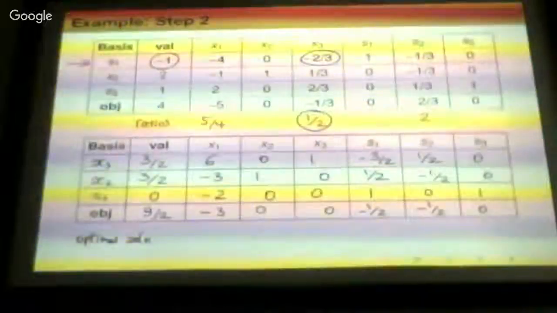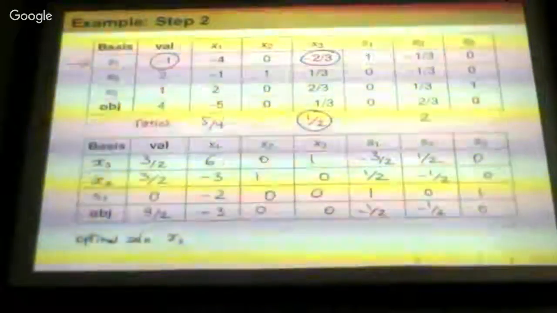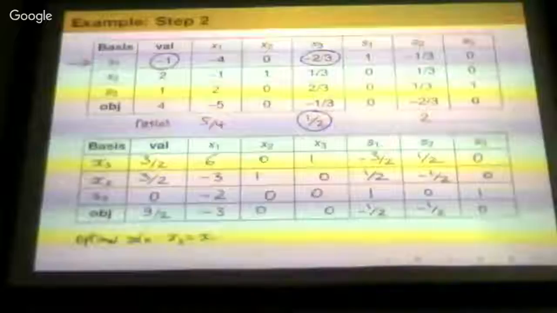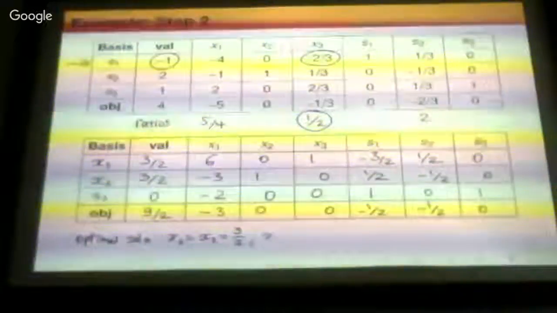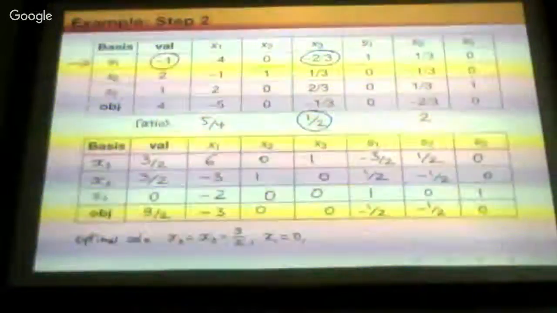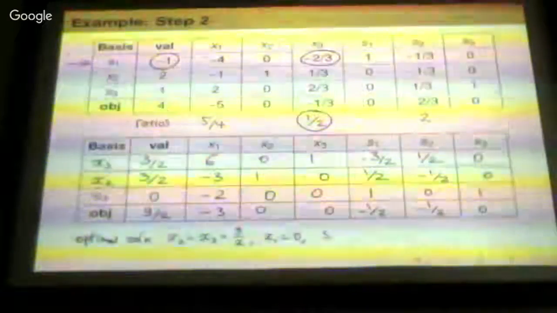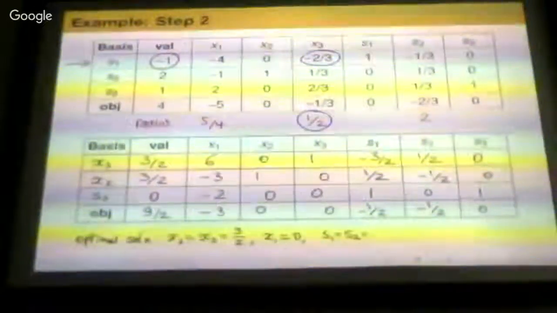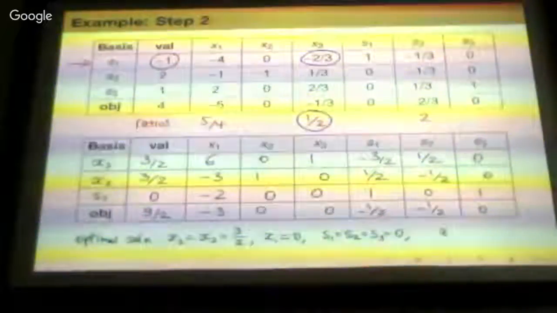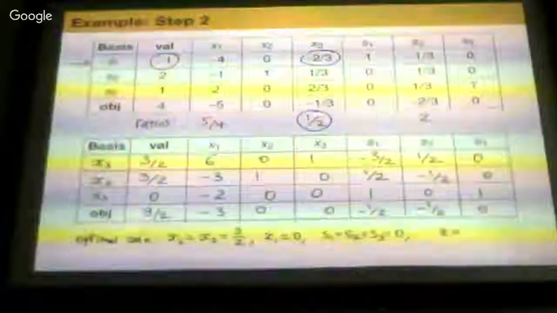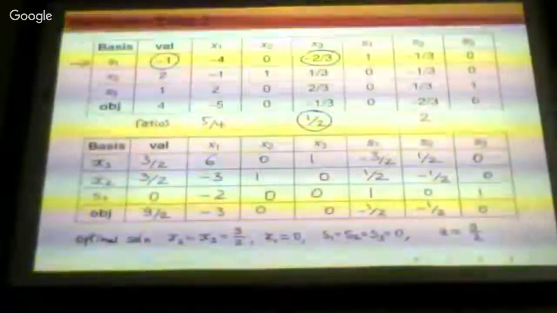What we get in this case is x2 and x3 are both 3 over 2. x1 is not in the basis, so it's 0. And all the slack variables are also 0. And the objective is 2.